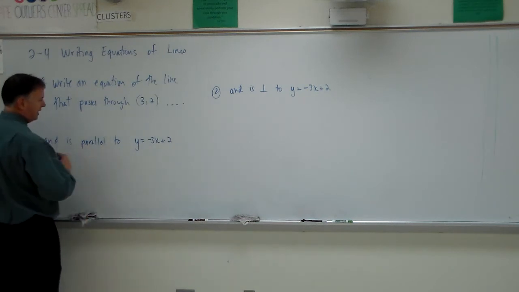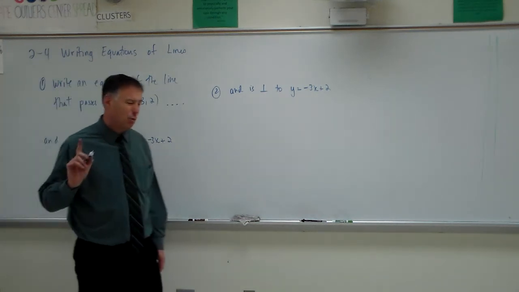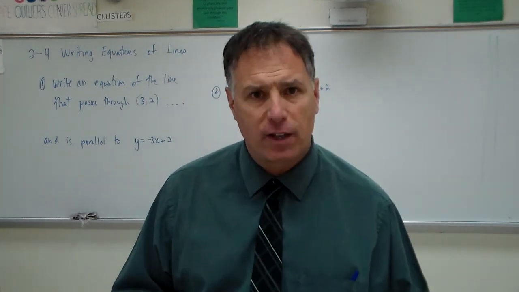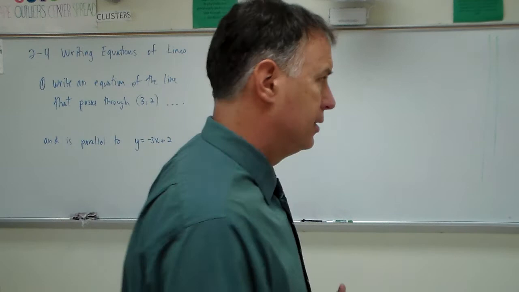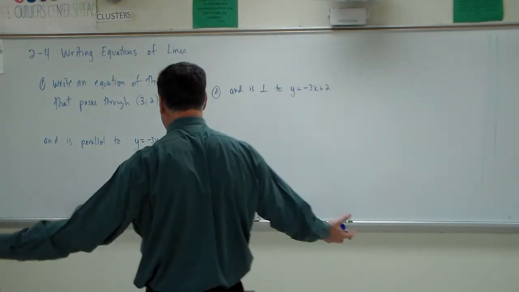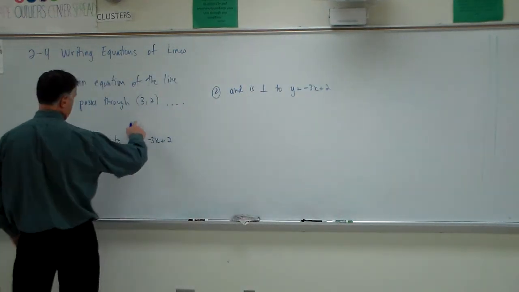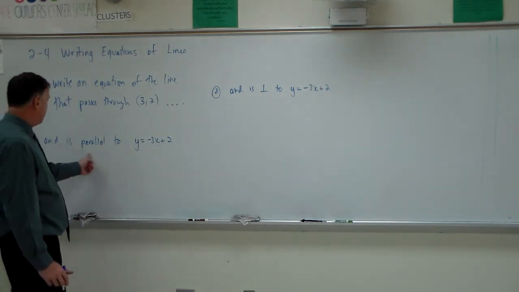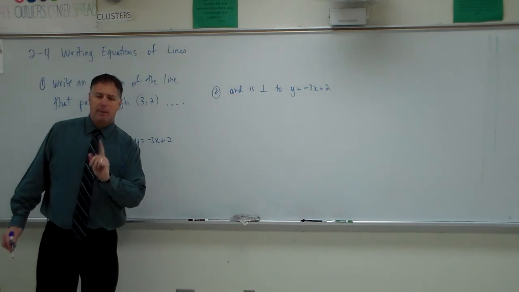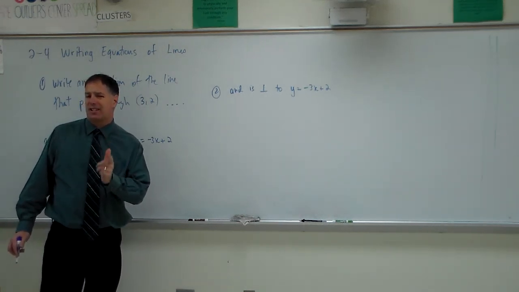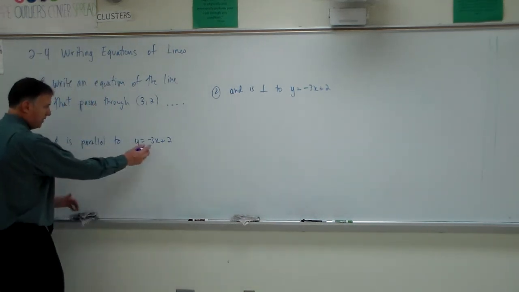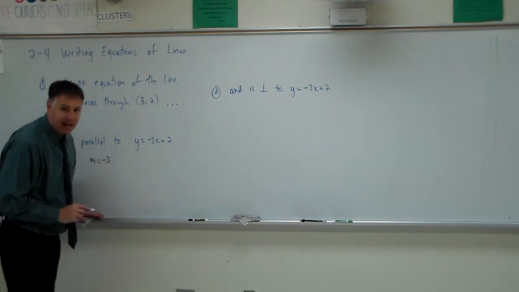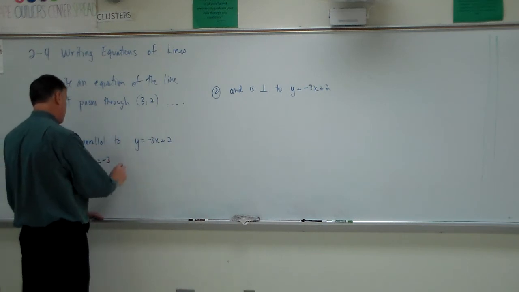So if it's parallel to this, what does that mean? What are the two things we need for an equation of a line? Slope and y-intercept. In this one, they don't tell me my slope or my y-intercept. However, they tell me it's parallel to this line. So if it's parallel to that, that means they have the same slope. So the slope of this line is negative 3, so the slope of my new line is going to be negative 3. And my point is 3, 2.